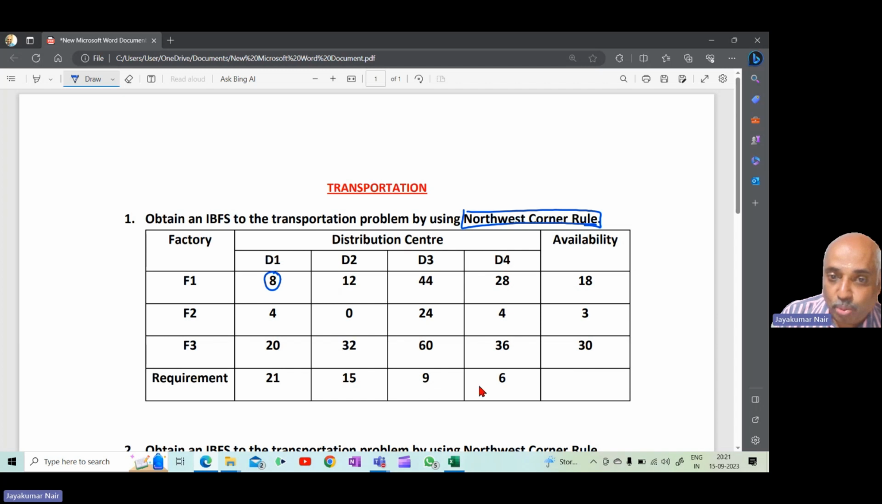Okay. The second step is to see whether the data is balanced. How do you check whether the data is balanced? Find out the total of requirements and the total of availability. The total of requirements is 21 plus 15 plus 9 plus 6, which is 51. What's your total availability? 18 plus 3 plus 30, which is also 51. Therefore, since the total of requirements is equal to the total of availability, the data given to you is said to be balanced. Okay, and then we will be able to solve.